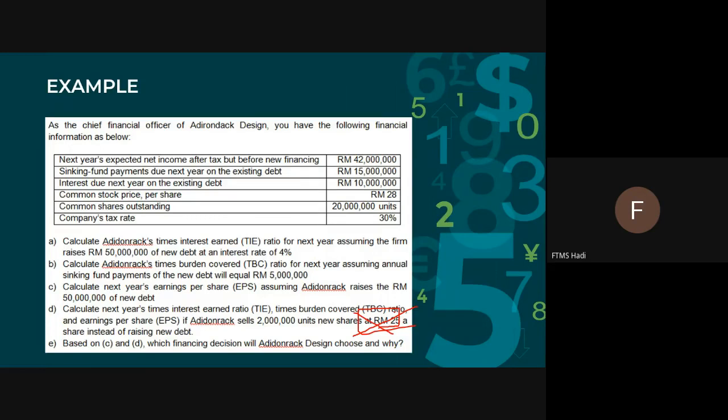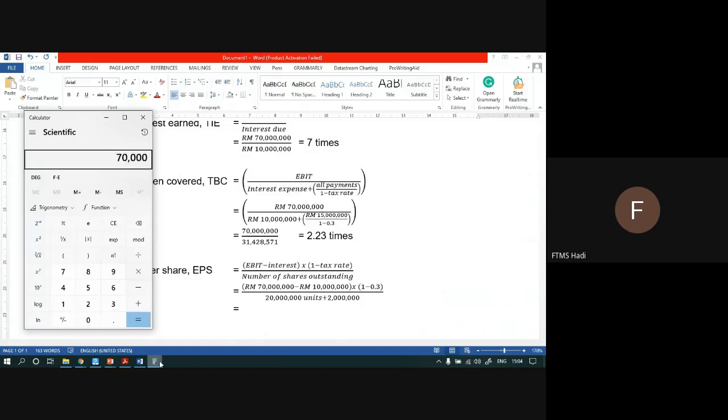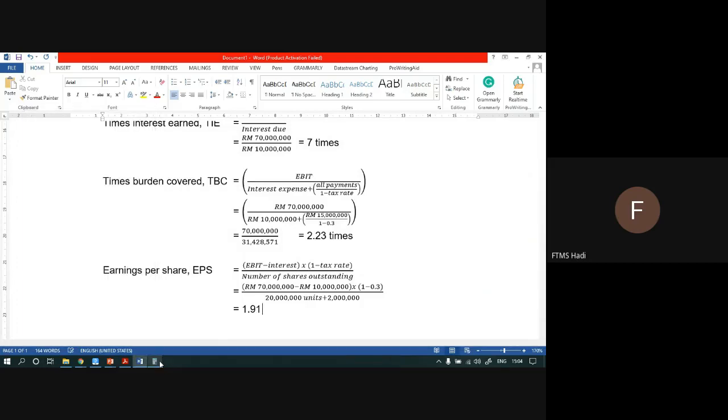Okay, so if you press calculator, you will get 70 million minus 10 million, multiply by 0.7 because 1 minus 0.3, divided by 20 million plus 2 million. So you will get 1.91. Okay, so that is how you do question B.